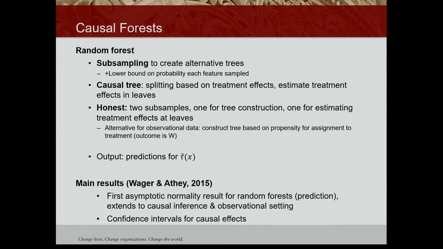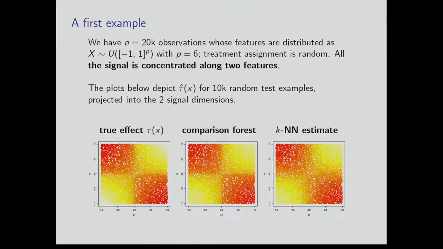If you want something to be asymptotically normal and centered on 0, the bias has to go to 0 fast enough. It doesn't just have to be consistent. The bias has to go fast enough. And so we do that with our honesty. And then we can get confidence intervals for causal effects.